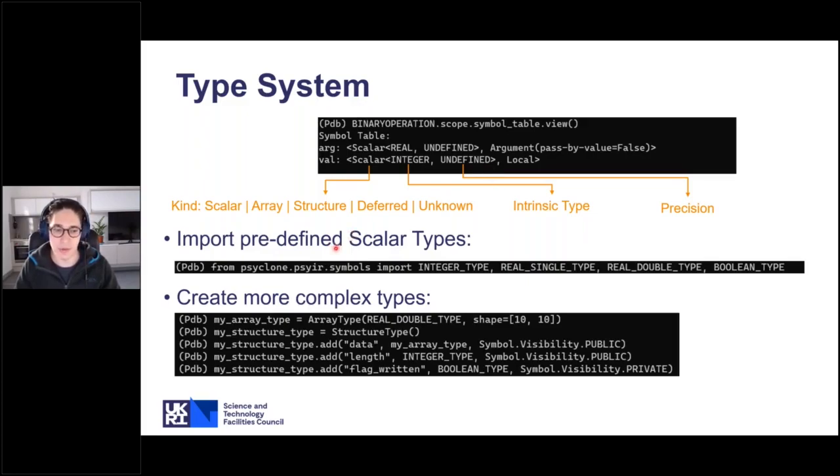For most of the scalar types, you can get them in Python by importing them from psyclone.psyir.symbols. We have predefined most of the scalars that you would need. But for more complex types, you have to build the type yourself. For instance, for an array, you would use a scalar type and a shape of the array. In this case, it's a two-dimensional 10 by 10 array, and you create this type. And there's also support for data structures with different fields with different types, and we also support having public and private visibilities similar to what Fortran and C languages offer.